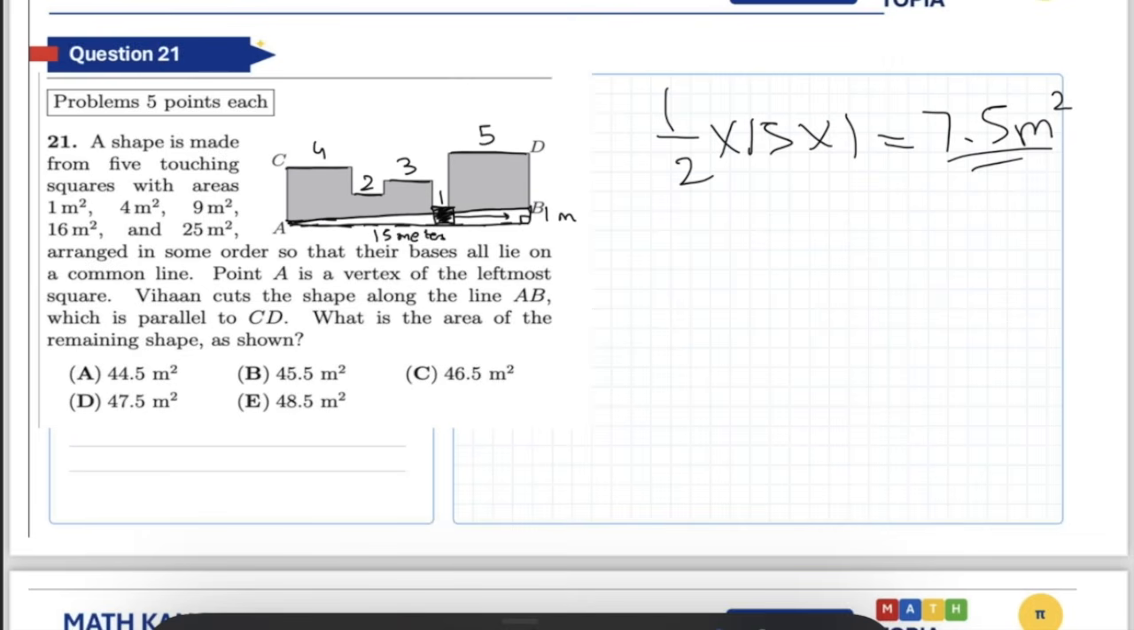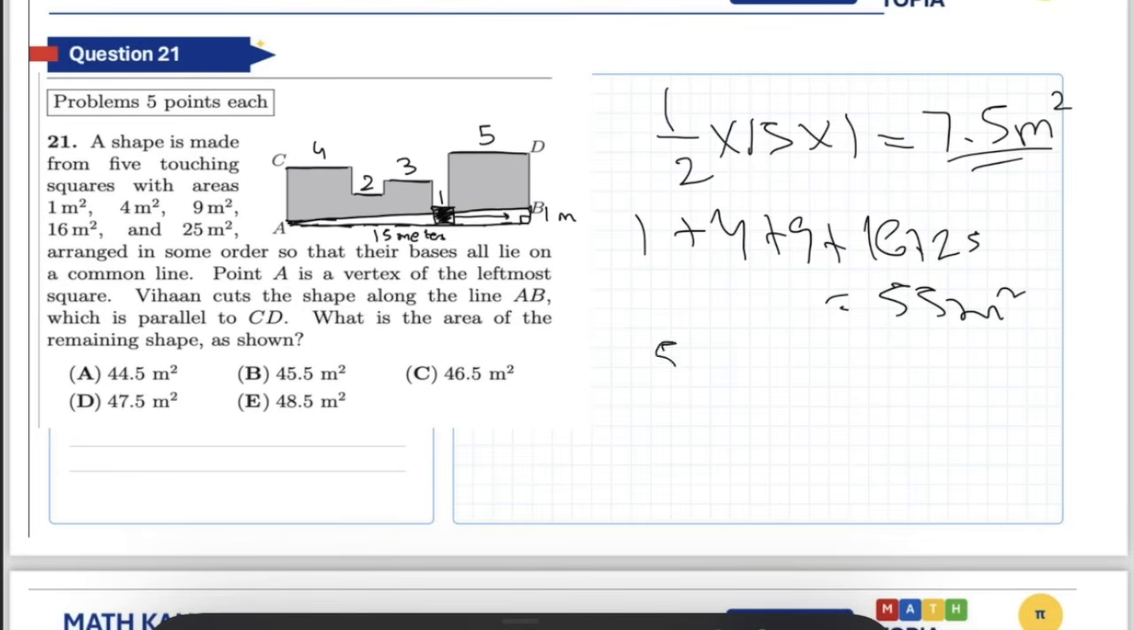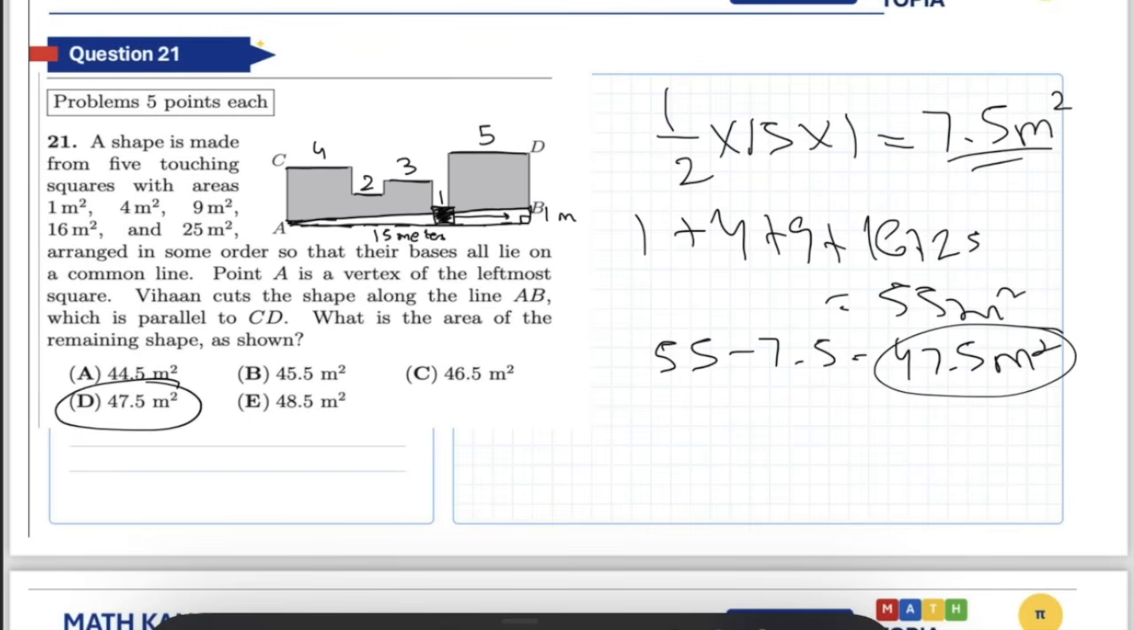We must subtract this value from the total area of all the squares before the cut, which is basically just the sum of those squares. So that would be 1 plus 4 plus 9 plus 16 plus 25, which is 55 square meters. Subtracting gives 55 minus 7.5 equals 47.5 square meters, which is D in our options.